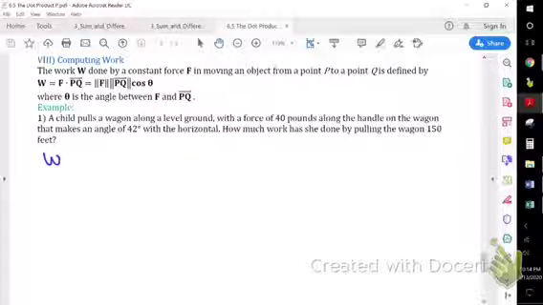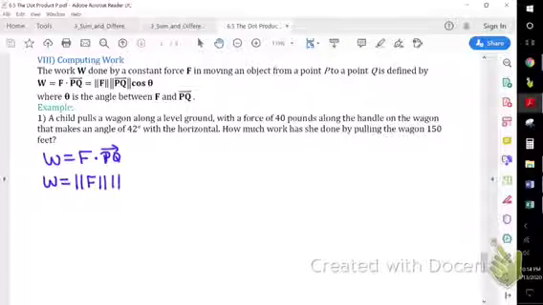So we know that the work is equal to the force dot vector PQ. Okay, remember vector PQ is the object moved from point P to point Q. Well, we also know from our formula that this is equal to the magnitude of the force times the magnitude of vector PQ times cosine of theta.